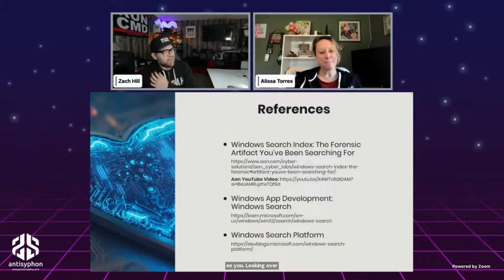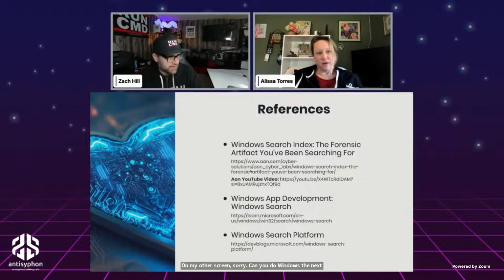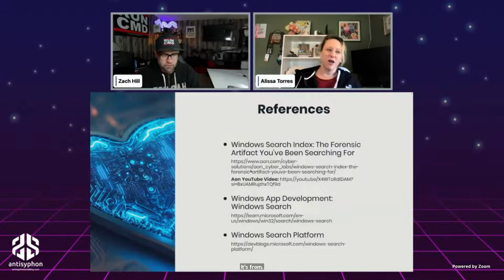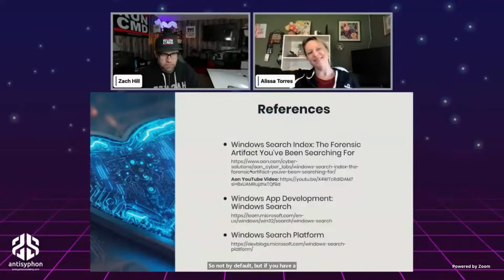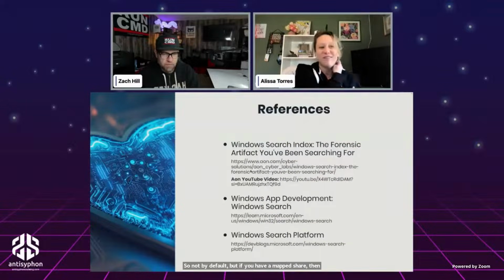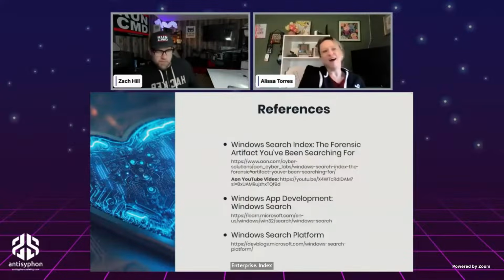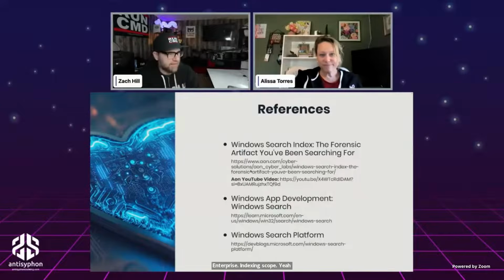Can you do Windows indexing on a remote PC, or is this only on the local PC? That's from Lionshare. Yes, it's the whole network share, mapped network drive, and you have to include it. So not by default, but if you have a mapped share, then you can include it and it will be indexed. And I noticed that OneDrive is part of the index, that's the GPO enterprise indexing scope. Somebody asked if an admin can index OneDrive. Oh yeah, I'm glad someone asked.